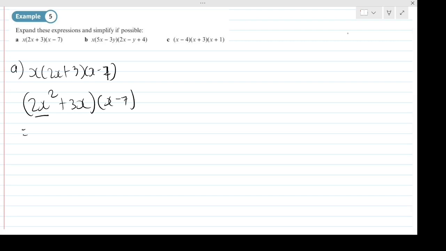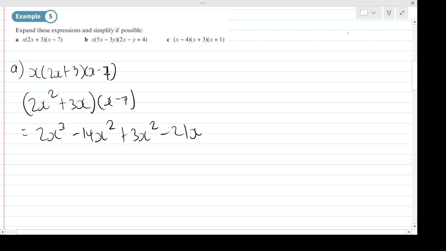And again, let's do the first term, then times it by every term in the second one. So firstly, 2x squared times x is going to be 2x cubed. Then we're going to have 2x squared times minus 7 will be minus 14x squared. And then we're going to have this 3x here. So then 3x times x is plus 3x squared. Then 3x times minus 7. That's going to be minus 21x. Remember, because 3 times minus 7 is minus 21.